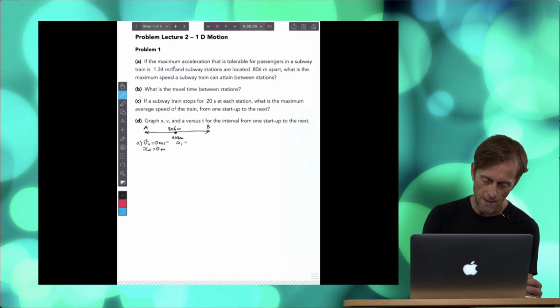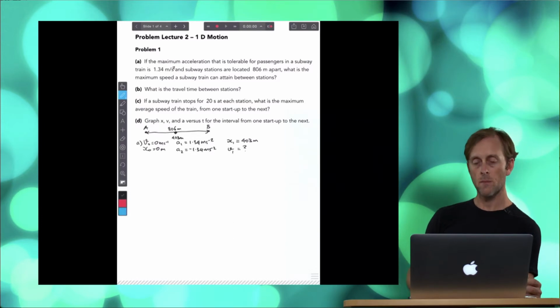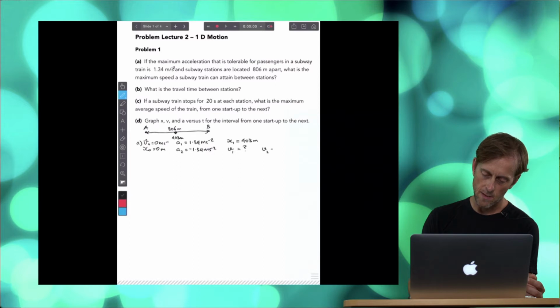Our acceleration 1 is positive 1.34 meters per second squared. And then we have another acceleration, which is our deceleration, 1.34 meters per second squared negative. Now, at position x1, that's 403 meters at the midpoint. So that's some information. We want to find the velocity at that point. Do we have any other information? Well, at VB, we'll call that V2, that's 0 meters per second as well.